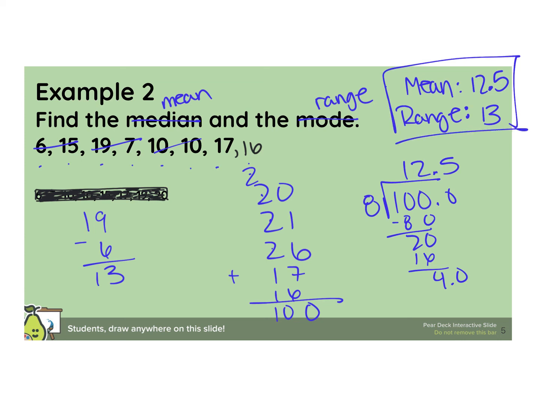Okay, so sometimes the mean is a decimal. Sometimes it's just a regular old whole number. Use a calculator, please, because there's no redos. But this is it. It's time for your exit ticket, and you are done.